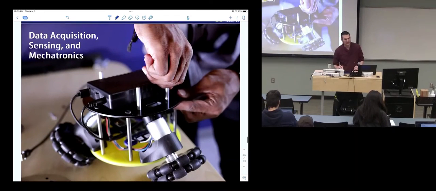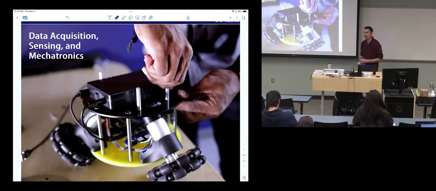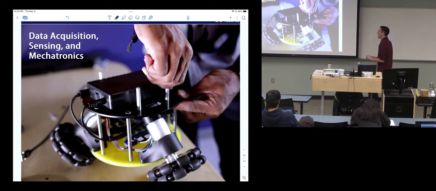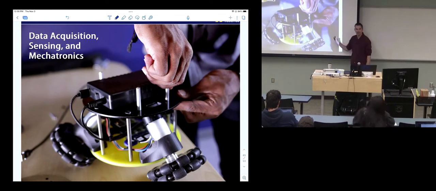So we started talking about data acquisition, sensing and mechatronics. Up to this point, we've done how do you spec a robot? How do you choose its characteristics? How do you choose its physical layout and transmission components? And how do you manufacture it? And now we're beginning to talk about how you actually interact with it. And that's where this is going: data acquisition, sensing, mechatronics, control.